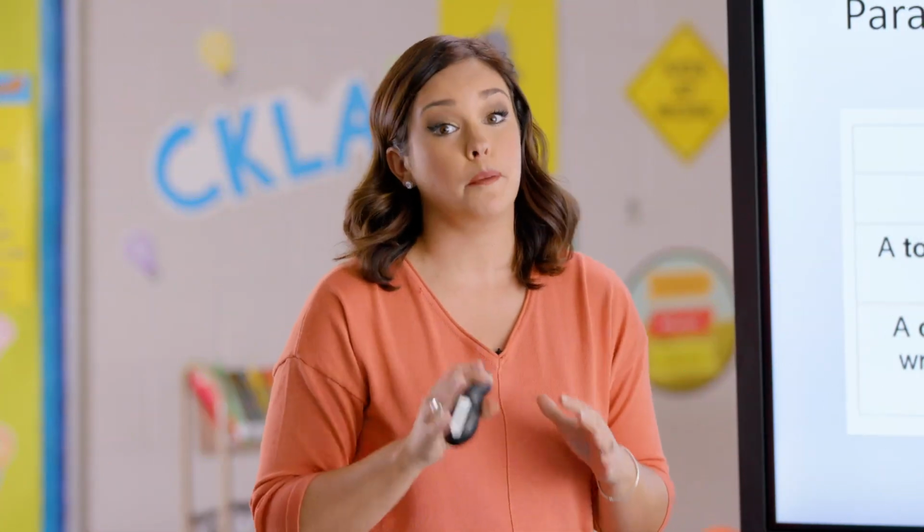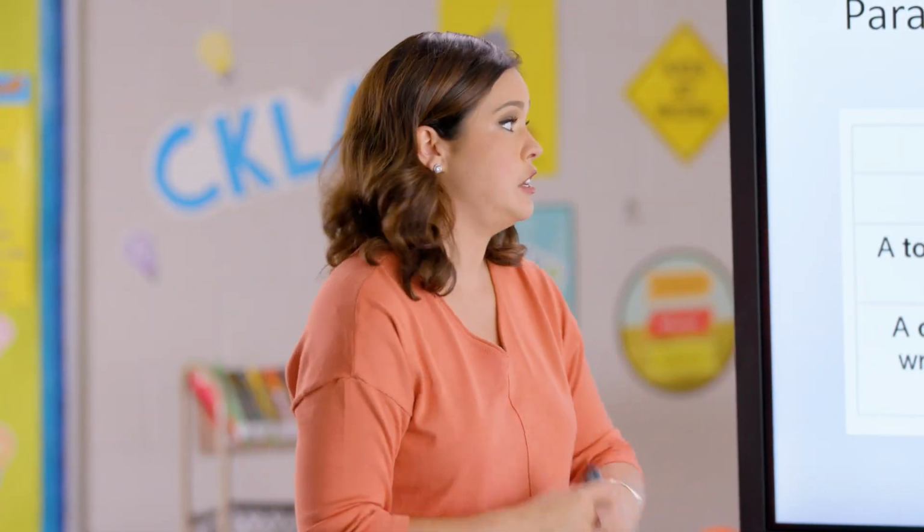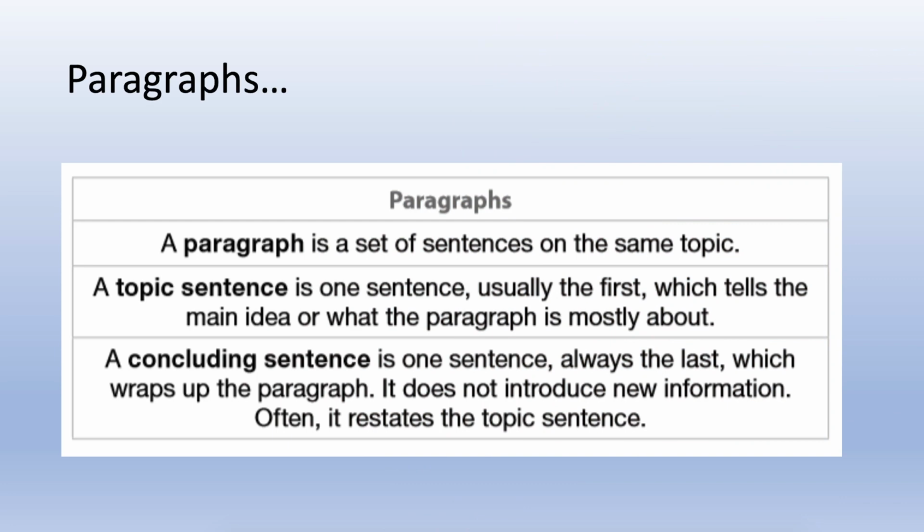We've been talking all about paragraphs, so you guys already know that a paragraph is a set of sentences on the same topic. A topic sentence is one sentence, usually the first, that tells the main idea or what the paragraph is mostly about. And a concluding sentence is one sentence, always the last, which wraps up the paragraph. It does not introduce new information, and often it restates the topic sentence.